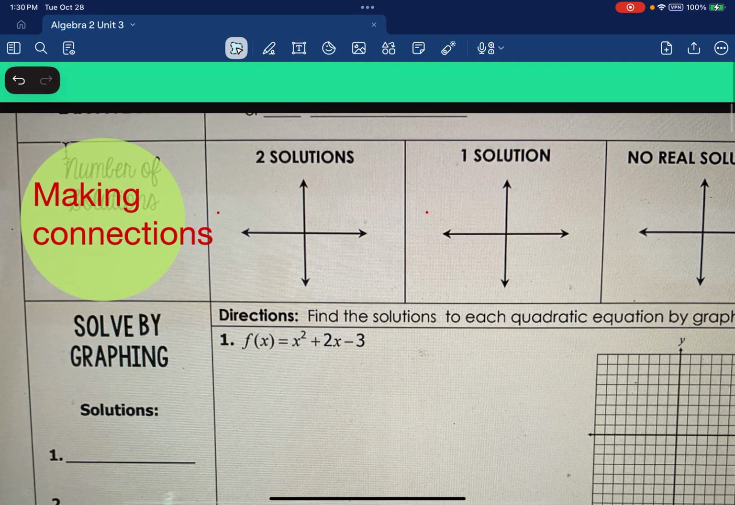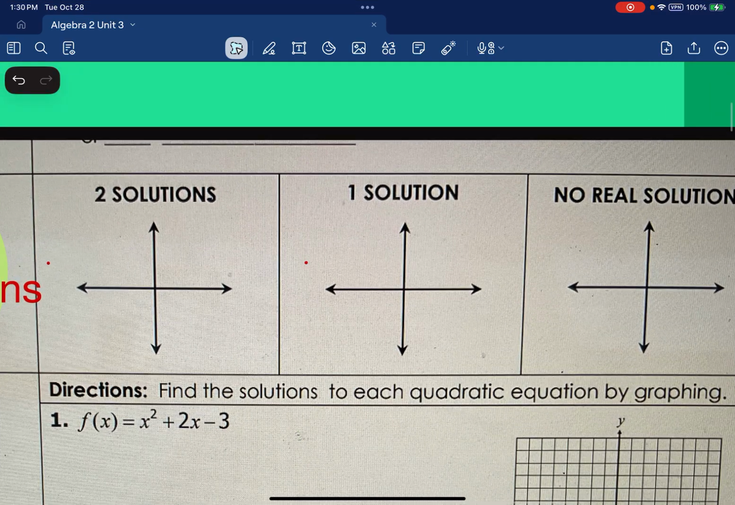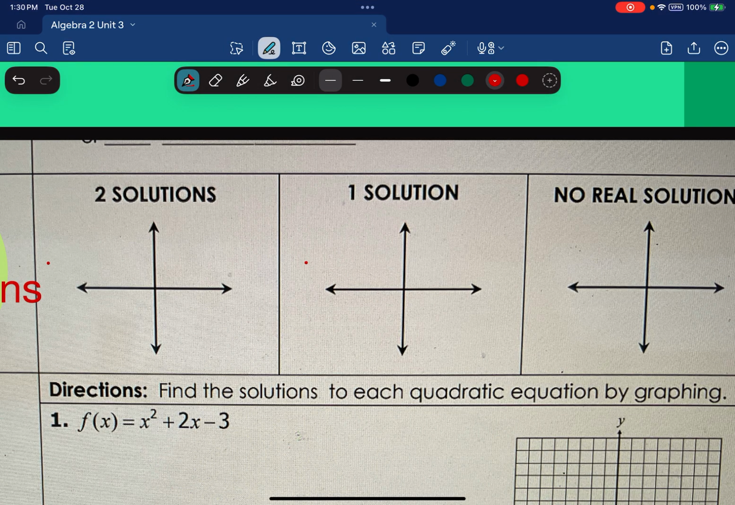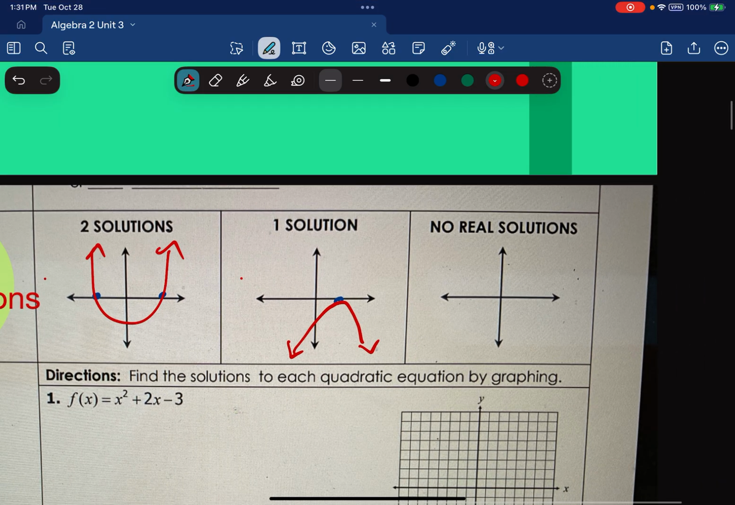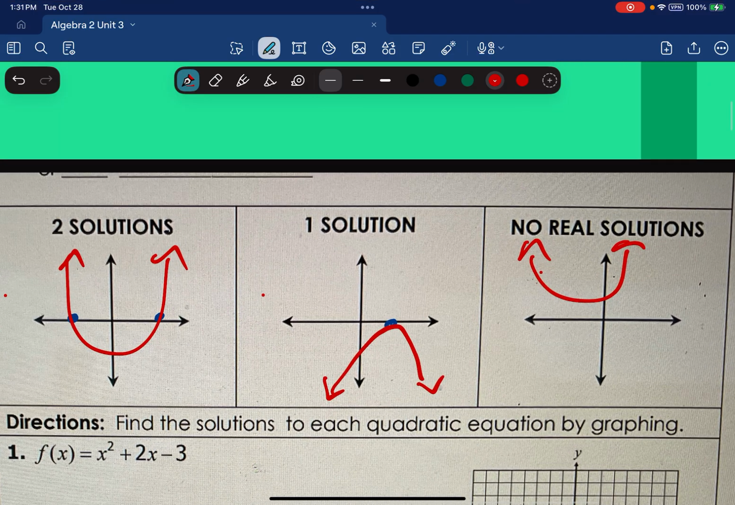So in the previous unit, we learned that when we graph quadratics, we get a parabola, right? We could get a parabola that opens up, and it's going to cross the x-axis twice. So it has two solutions. You can have a parabola that opens down or up, but it crosses the x-axis just one time, or touches the x-axis just one time. That's an example of one solution. And then finally, we can have the parabola that floats above the x-axis or below the x-axis, and that's an example of no real solutions.